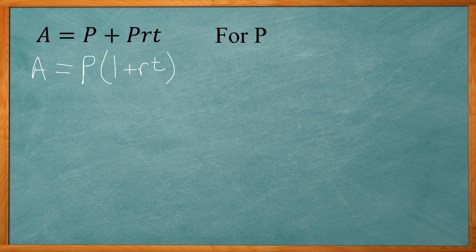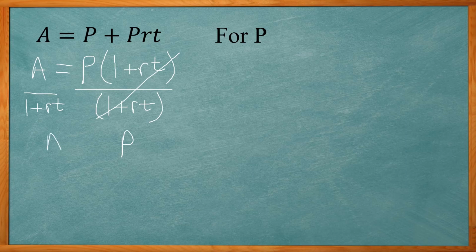And again, if it's next to parentheses, that means multiplication. So if I divide by that quantity, divide by 1 plus RT, they'll end up canceling that out. So that'll cancel out here, leaving you just a P, and then A over 1 plus RT.